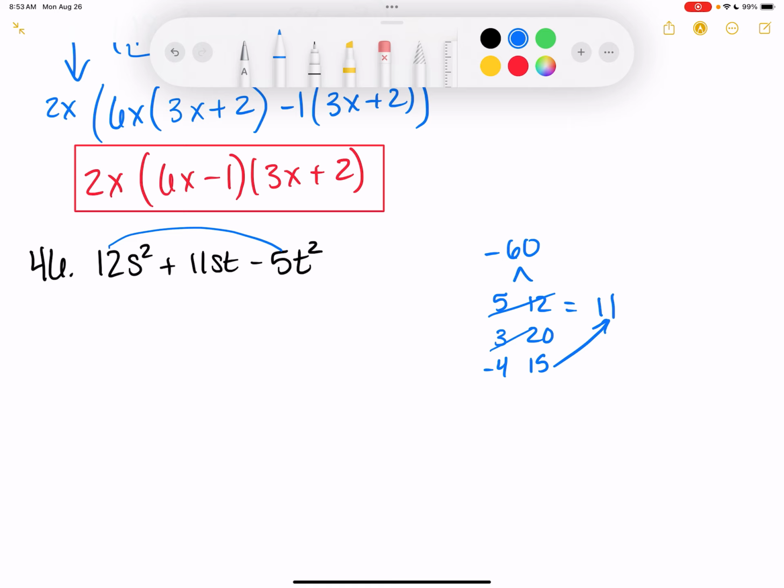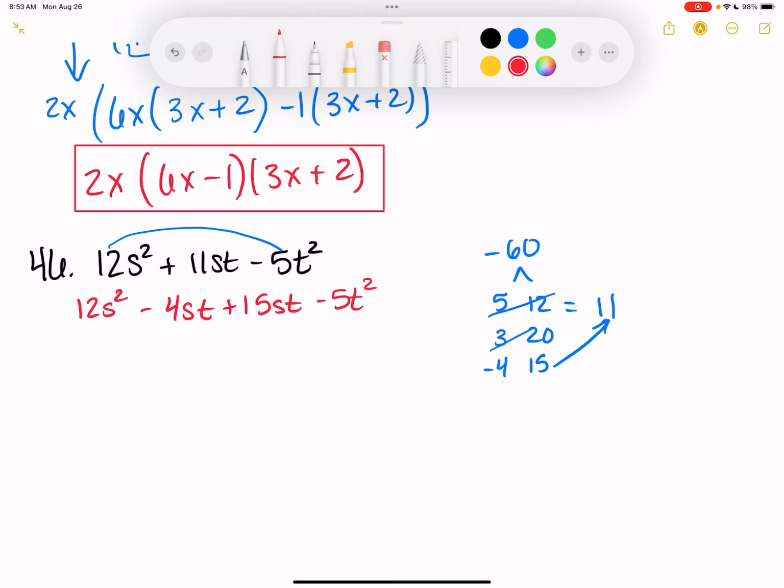So when I do this, I have, let's see, 12s squared minus 4, and I've got to make sure I get the s and the t here, so st, plus 15st, and then minus 5t squared. So that's why I said now you just have to make sure you pay attention to the variables to make sure that everything is working correctly.